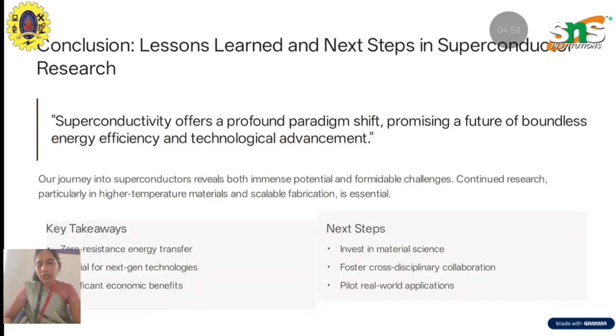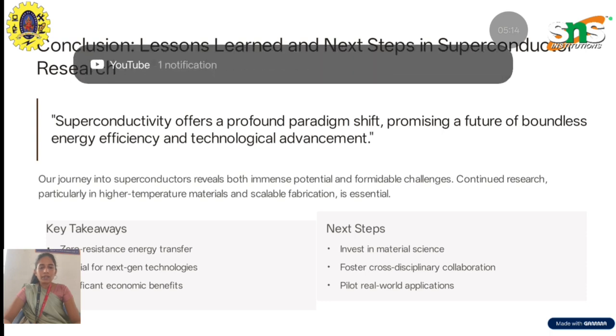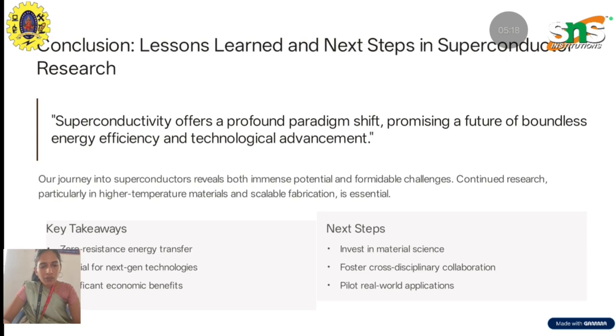And the next one is the conclusion: lessons learned and next steps in superconducting research. The journey into superconductors reveals both potential and formidable challenges, and continued research, particularly in higher temperature materials and scalable fabrication, is essential.